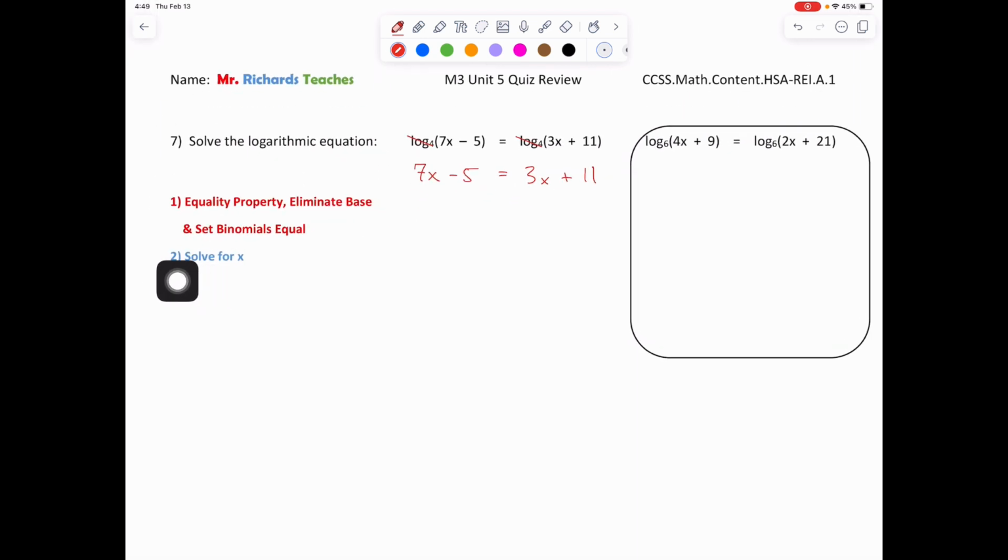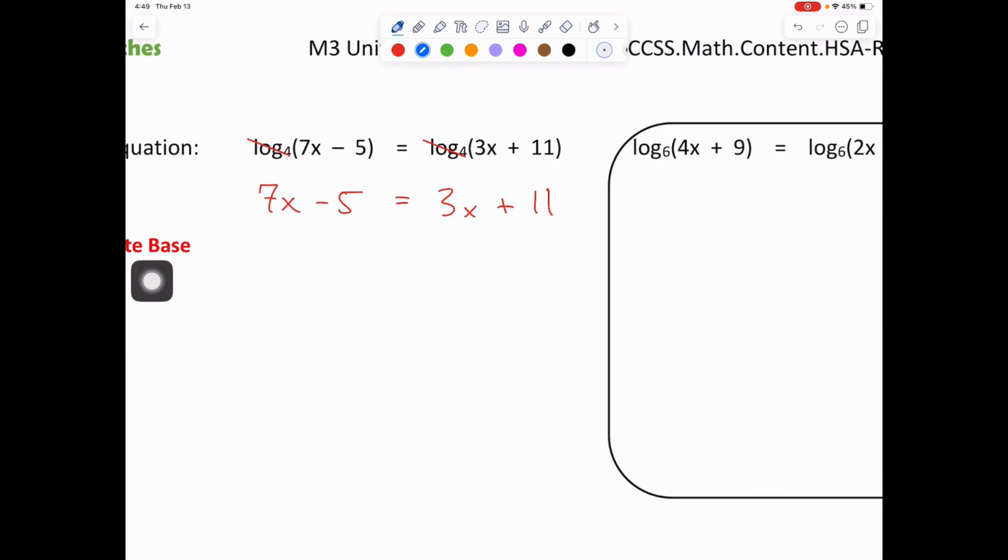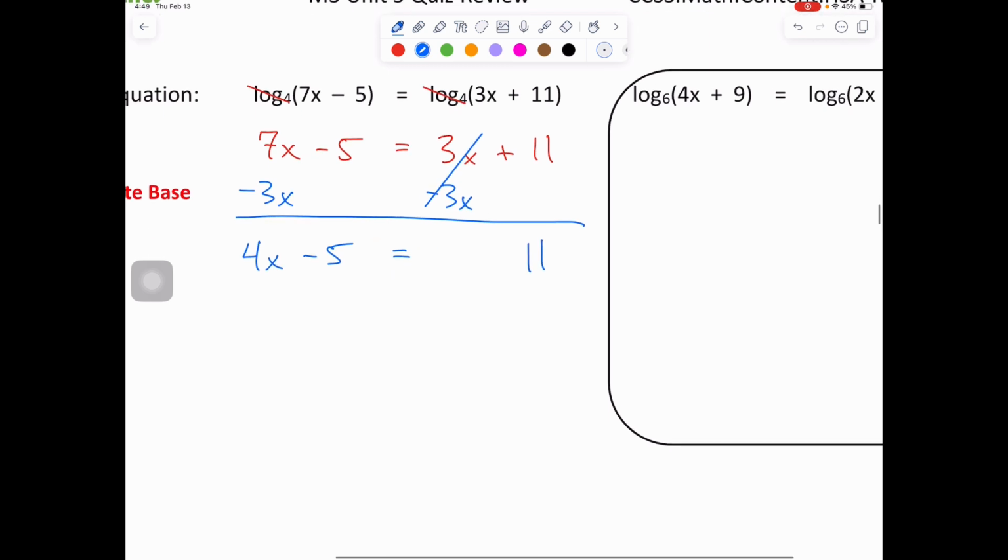Step 2 in blue, solve for x. By now, we do not use colors for each step when solving, so let's subtract 3x from both sides. 7x minus 3x gives us 4x. Bring down our minus 5. Bring down the equals. 3x minus 3x is the big cancellation. Bring down your 11. Next step, 4x minus 5 equals 11.